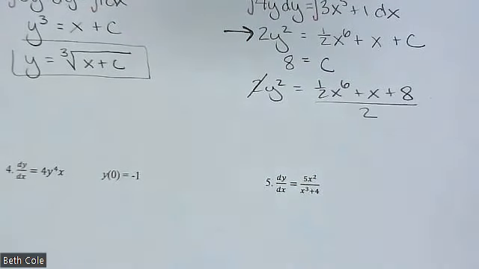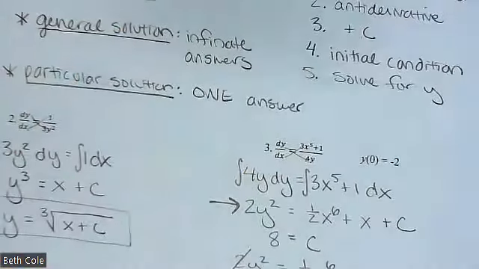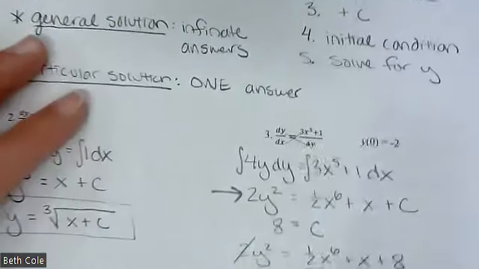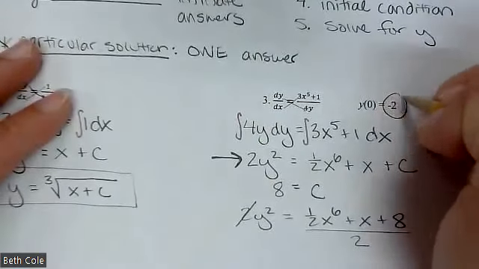Now, here's the conversation around square root. When you square root, you normally put plus and minus. And if it was an infinite number of solutions, like the general solution, you would just put plus and minus square root, be done with it. But if you only want one answer, you have to choose plus or minus. And it comes from the initial condition.